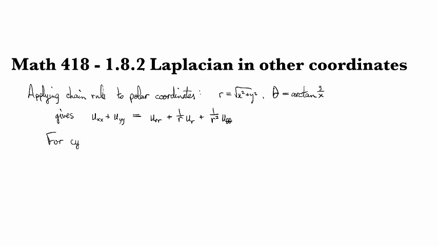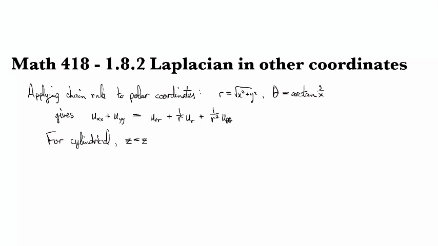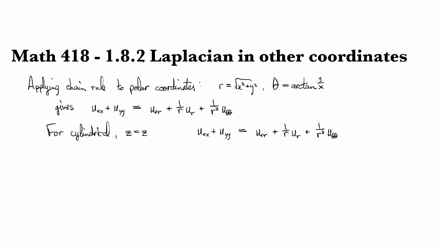And then for cylindrical coordinates, the third coordinate z is just parameterized by itself. So what happens is we get the same formula from the previous line, but then we just tack on a second partial with respect to z on either side.